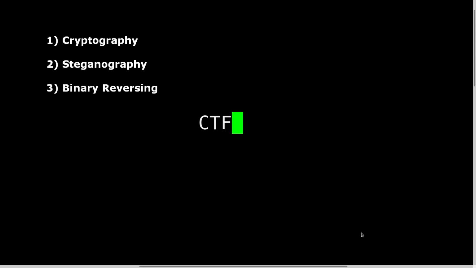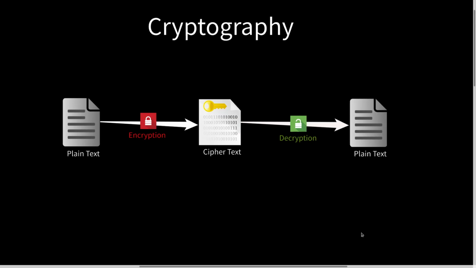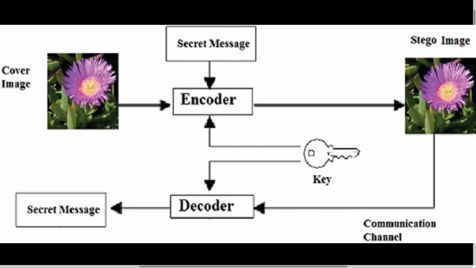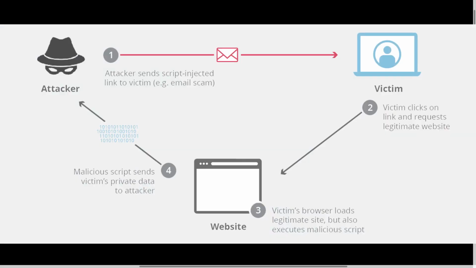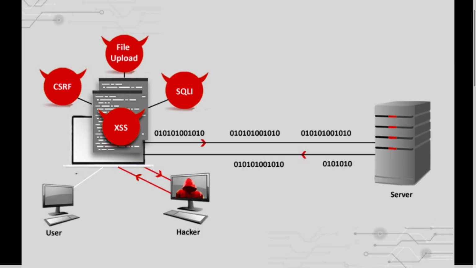CTF challenges are typically divided into these 5 categories: cryptography, steganography, binary reversing, web exploitation, and pwn. Let's go through them one by one. Cryptography involves decrypting or encrypting a piece of data. Steganography is tasked with finding information hidden in files or images. Binary reverse engineering is exploiting a binary file to make it reveal the flag. Then there is web, where you will exploit web pages to find the flag. And finally, there is the pwn category, which means exploiting a server to find the flag.